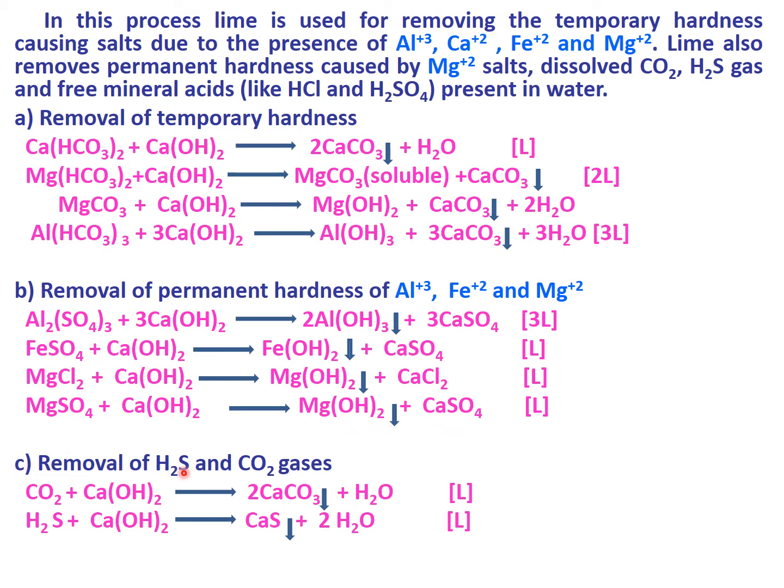Next, removal of H2S and CO2 gases which are present in water. So CO2 reacts with lime and makes calcium carbonate plus H2O. H2S will react with the calcium hydroxide and make CaS plus 2H2O. These are again permanent hardness causing salts. These we can remove by reacting these salts with the soda. So how does soda react with these permanent hardness causing salts?